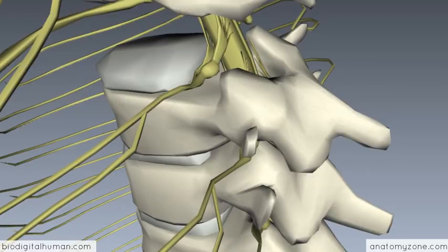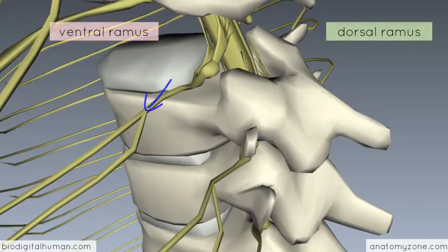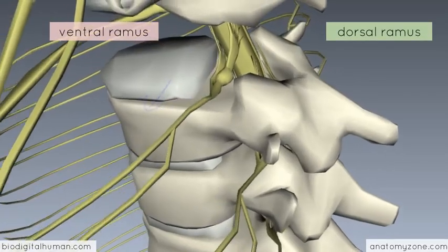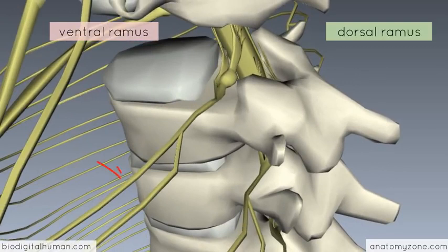So the spinal nerve divides into a ventral and dorsal ramus. It's not actually shown clearly on this model here, but the ventral ramus is a lot thicker than the dorsal ramus. Essentially what you need to know is that the ventral ramus supplies the muscles and skin of the front of the body, and the dorsal ramus supplies the muscles and skin of the back.